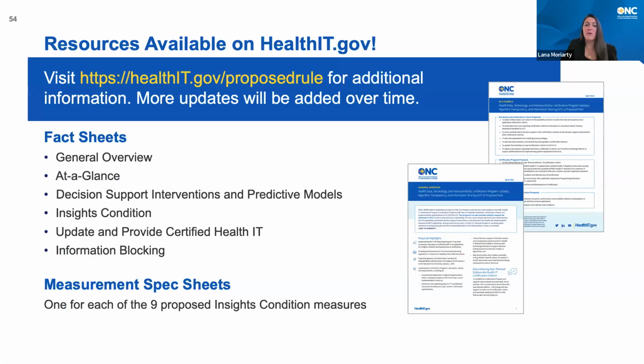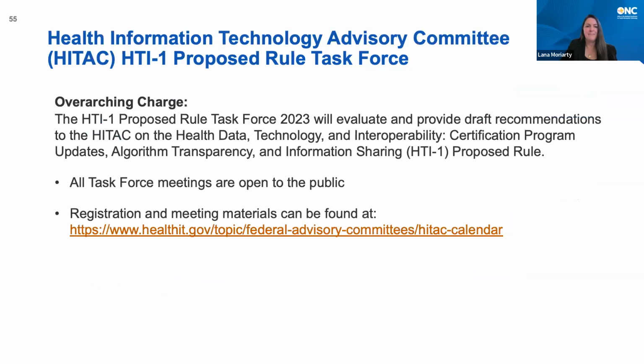Okay, so there are already some great resources that I want to highlight on healthit.gov. And this is the URL you're going to want to go directly to: healthit.gov/proposedrule, all one word. And we have several fact sheets there. You'll see here the list of topics, as well as some measurement spec sheets, and that is for each of the 9 proposed insight condition measures. Next slide.